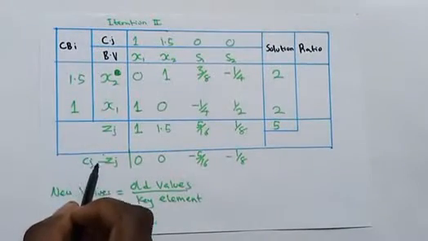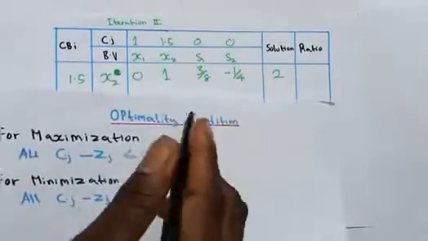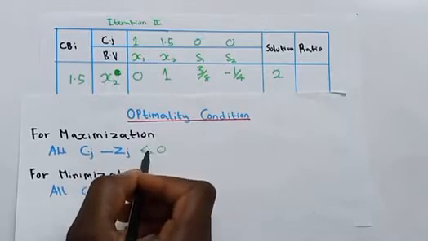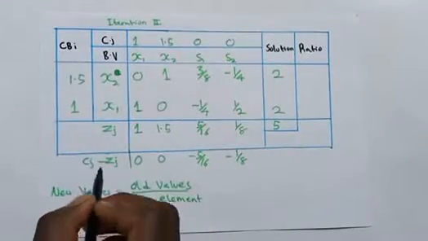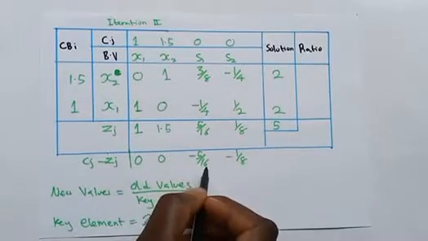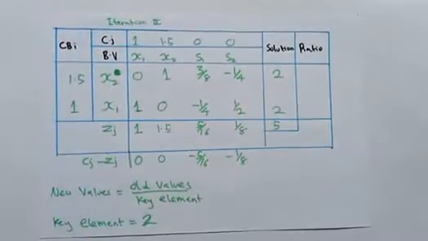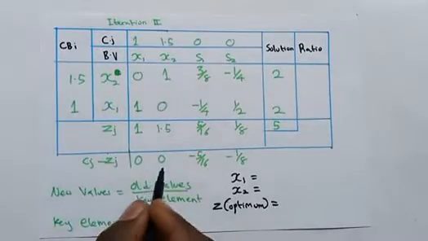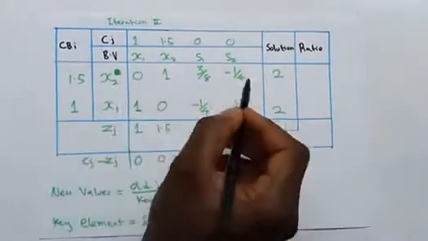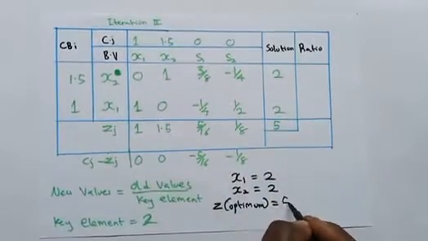After getting your Cj minus Zj values, the next thing to do is test for optimality. An optimality condition for maximization: all Cj minus Zj values must be less than or equal to 0. So at this point, Cj minus Zj values are 0, 0, minus 5 over 16, and minus 1 over 8. So we have reached the optimum solution. Therefore, the optimum solution occurred at the point x1 is equal to 2, s2 is equal to 2, and the optimum value at that point is 5.